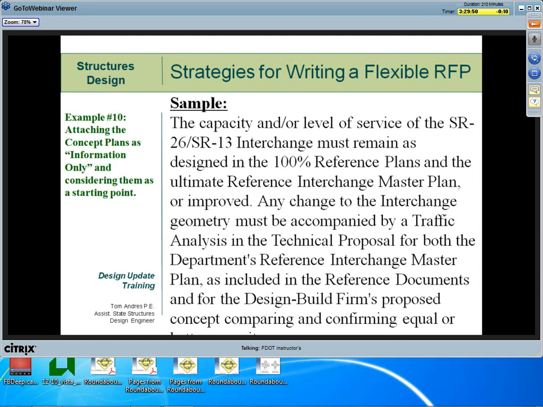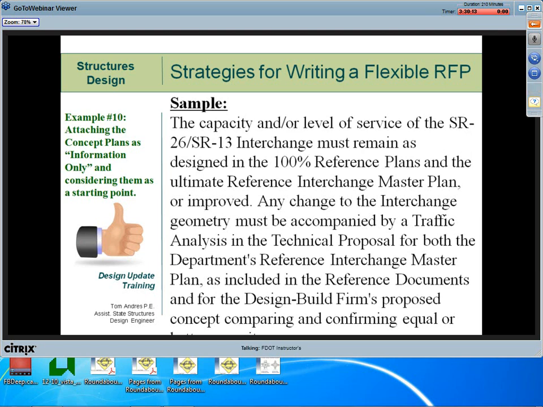So you would require, if they changed the geometry, they would have to submit the traffic analysis to show that it worked equal to or better. Any thought about that? So now we're starting to get pretty close. The trick is to make sure that the traffic analysis software is being used correctly and consistently, right?